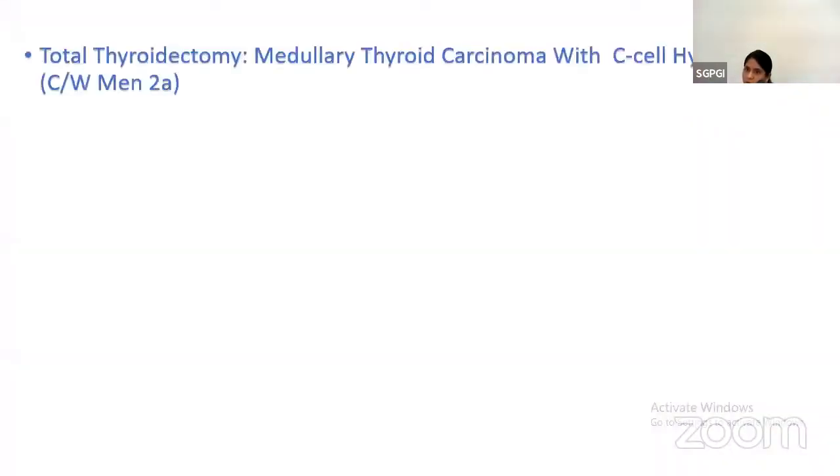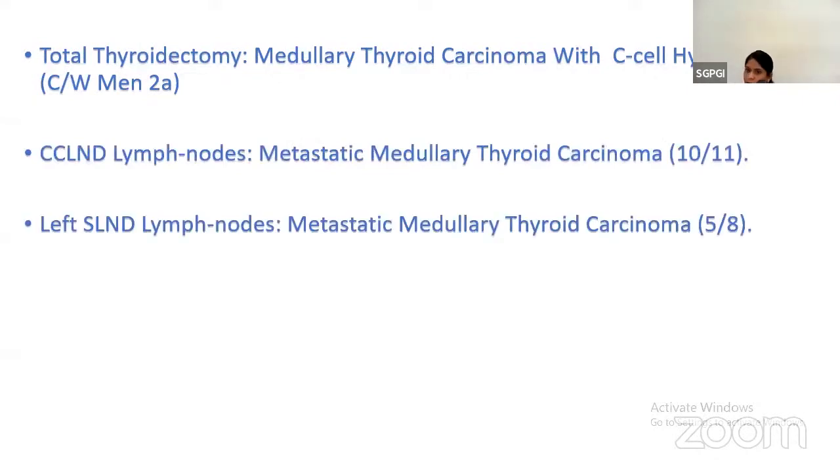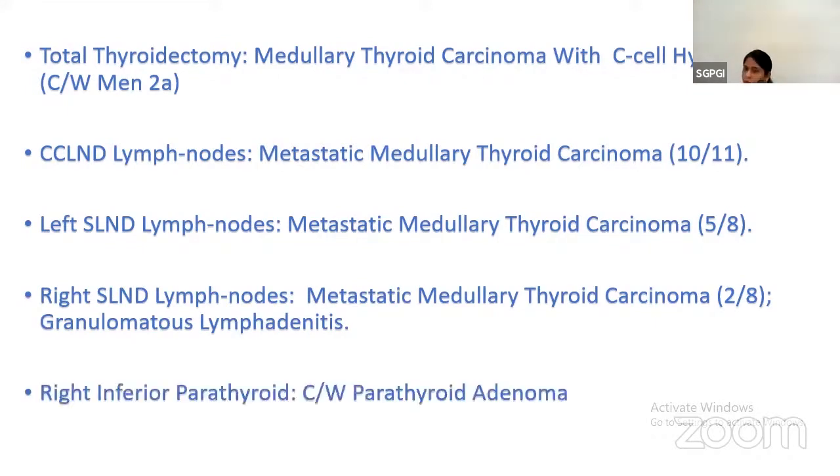This is a high power view of the same. So finally, this was reported as medullary thyroid carcinoma with C cell hyperplasia, CCLND lymph node showing metastasis, SLND lymph nodes also showing metastasis of the medullary thyroid carcinoma, and right SLND lymph node showing medullary thyroid carcinoma along with granuloma. And inferior parathyroid was reported as parathyroid adenoma.